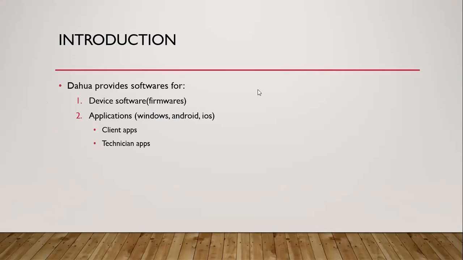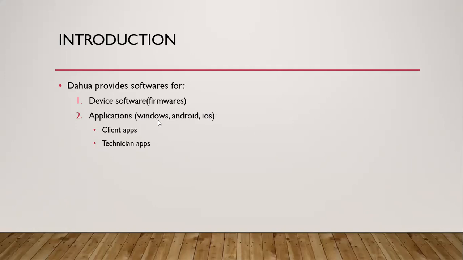So we have various software. We have device software, including firmware, and we have applications. The firmware that the company provides is device specific. That is, a firmware is only used for a specific model of device, while the applications can be used to handle the devices. So basically, that's the definition.